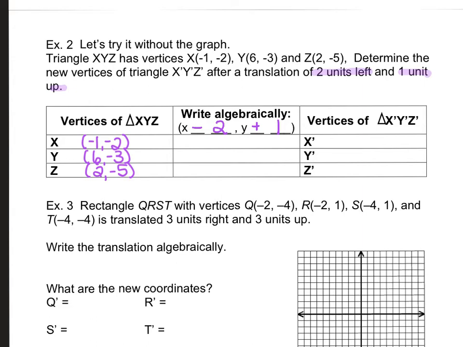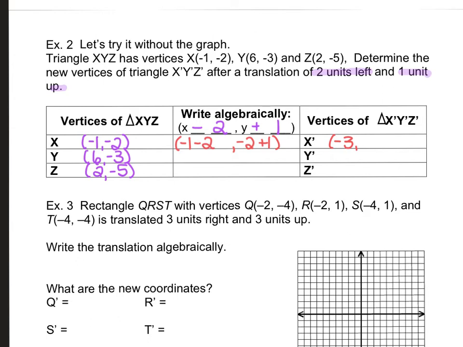algebraically. So my first x value is -1, and I'm going to subtract 2 from it. So in just a second, we'll figure out what that is. We're just doing the math right now. My original y value is -2, and I am going to add 1 to that. Okay? So let's figure out what that is. So -1 minus 2 is going to be -3. If you're not great with your integers, type it in. -1 minus 2. So the new x value for X prime is going to be at -3.